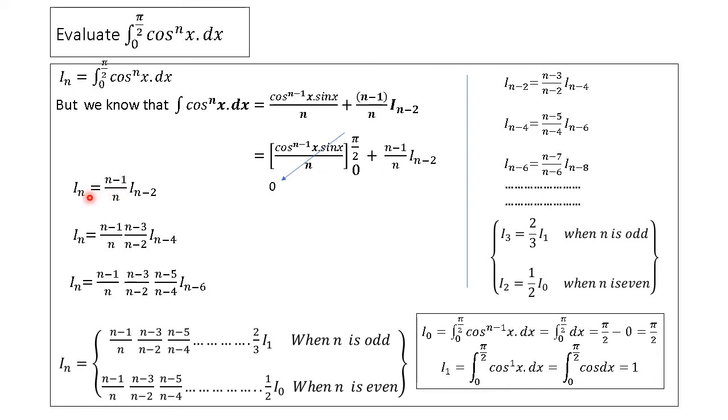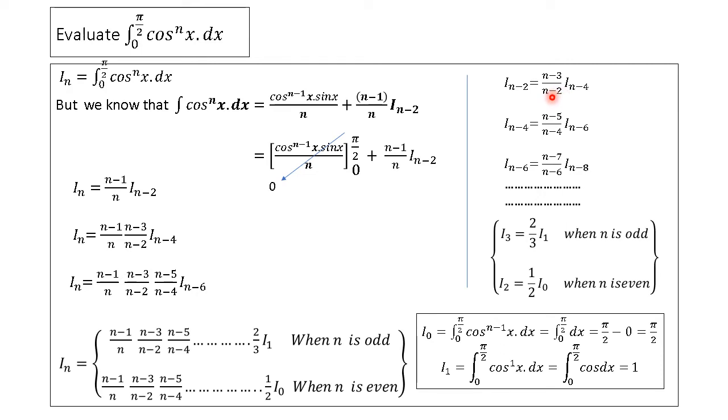Here this is I_n when I_(n minus 2) is known. If you want to find the value of I_(n minus 2), just put n is equal to n minus 2 here. Then you will get I_(n minus 2). Putting n is equal to n minus 2, it becomes (n minus 2 minus 1), that means (n minus 3) divided by (n minus 2) into I_(n minus 4).